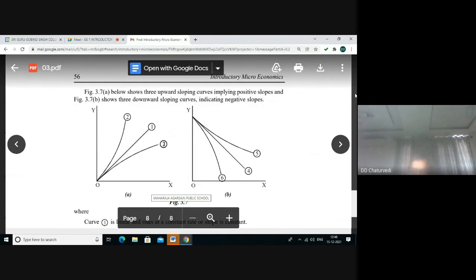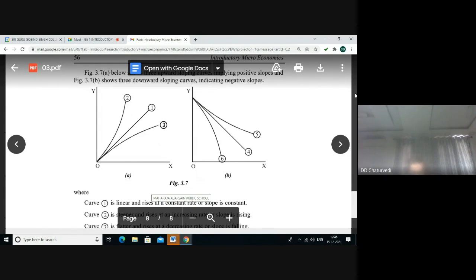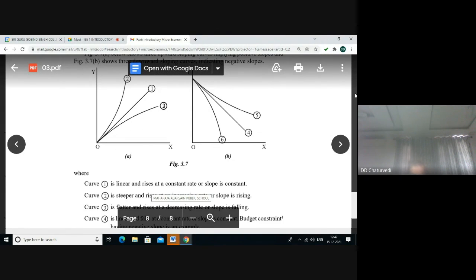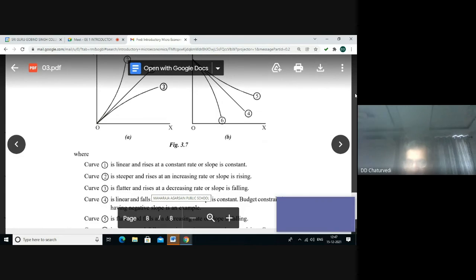In figure 3.7a, we see three upward sloping curves implying positive slopes, while in 3.7b, we show three downward sloping curves indicating negative slopes. If you look at figure 3.7a, you will find curve number 1 is linear, that rises at constant rate. That means slope is constant. Curve 2 is steeper. That means it rises at increasing rate. That means slope is rising. While curve 3 is flatter and it rises at decreasing rate and slope is falling.